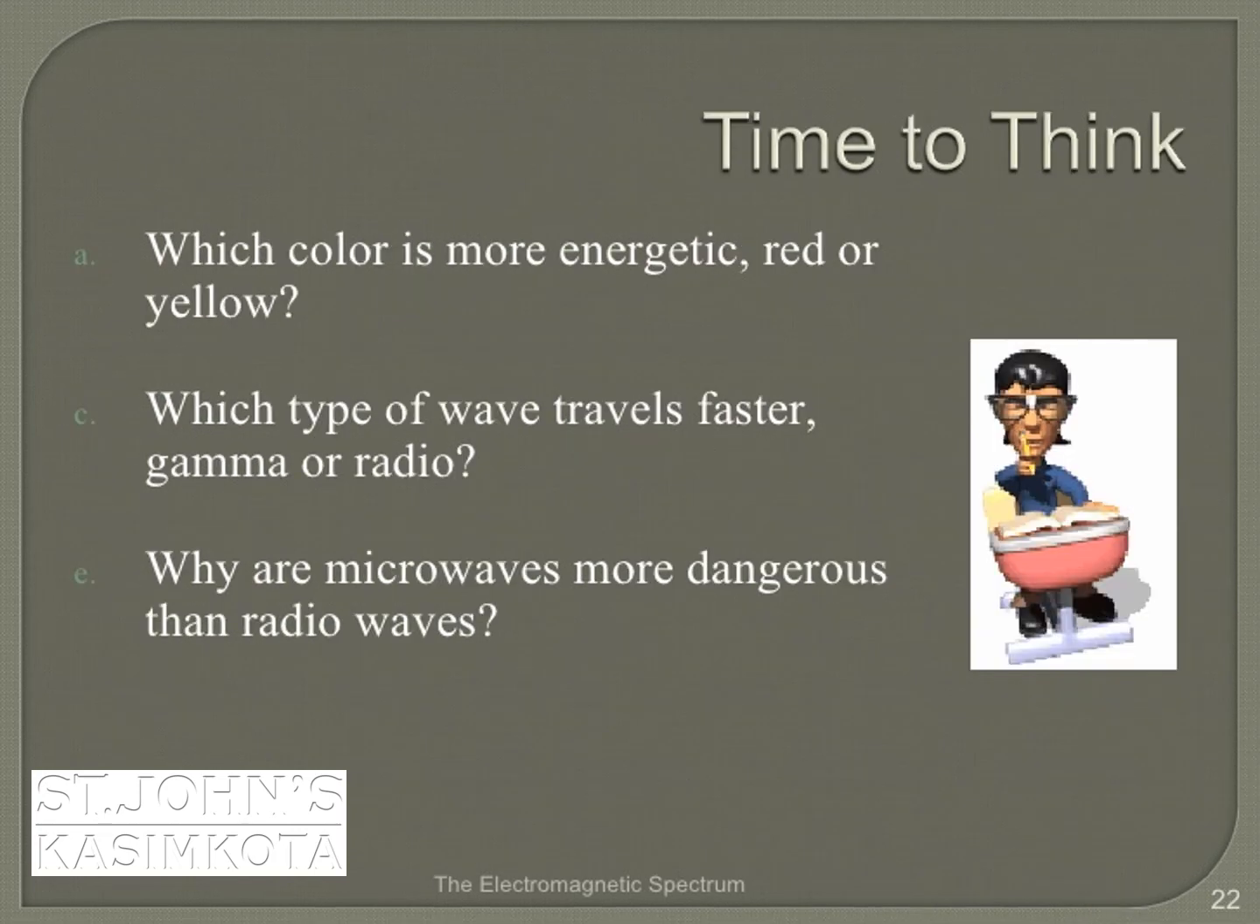Next question: which color is more energetic, red or yellow? Yellow is more energetic since it has a shorter wavelength. The next one: which type of wave travels faster, gamma rays or radio waves? Both of them travel at the same speed. Not only these two, all light rays travel at the same speed.